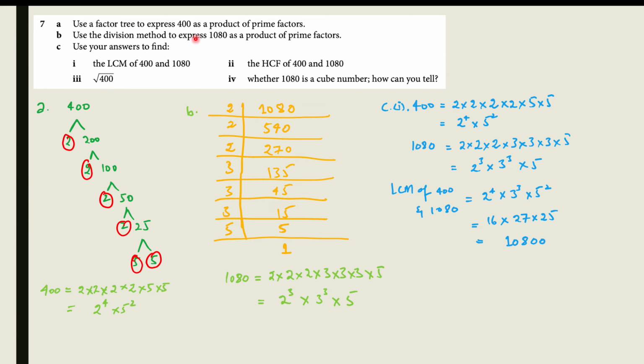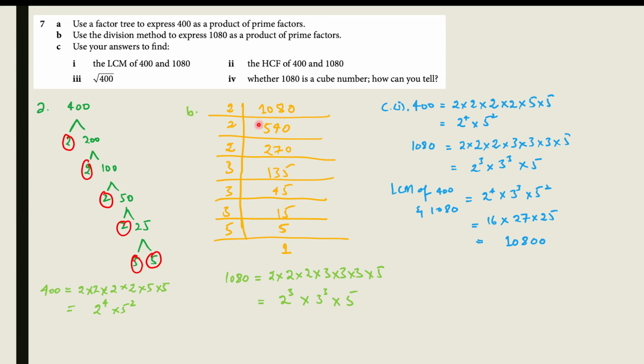Use the division method to express 1080 as product of prime factors. So this is how we do the division. We make a table and we write the number that is to be divided, and we take the smallest prime possible and check if it's divisible. So first with 2, we start dividing it from the left hand side. So 2 multiplied by 5 is equal to 10. 2 multiplied by 4 is equal to 8, and 2 multiplied by 0 is equal to 0, or we can say 2 multiplied by 40 is equal to 80.